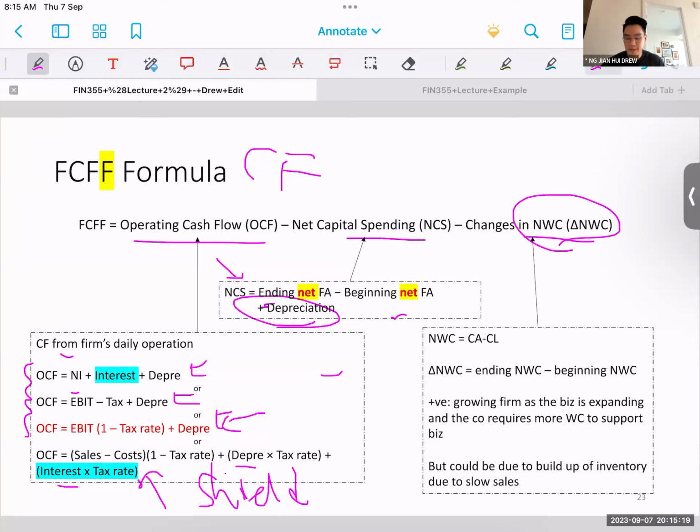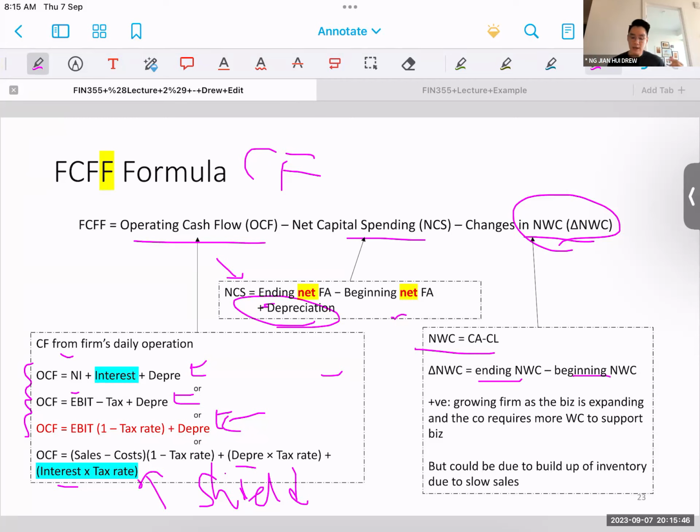Okay, last but not least, change in net working capital. So what is working capital? Hope you remember that working capital is CA minus CL, current assets minus current liabilities. But when we are calculating the FCFF, it is the change in net working capital. Change meaning what? Ending minus beginning. So you need to calculate the change, not the net working capital itself.